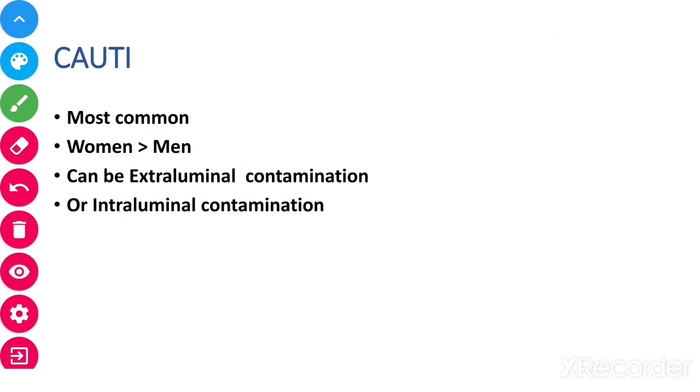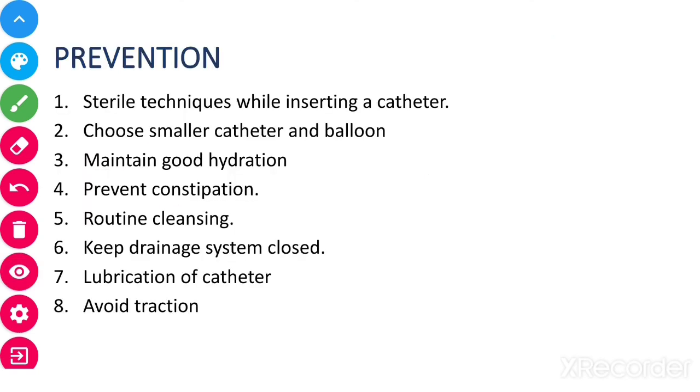Now next we have the prevention. This is very important. We can prevent all the complications by following some points. First is sterile techniques or aseptic conditions while inserting a catheter. Choose a small catheter and balloon. Maintain good hydration, prevent constipation, and routine cleansing is very essential. And keep the drainage system closed as much as possible, as it prevents maximum complications.